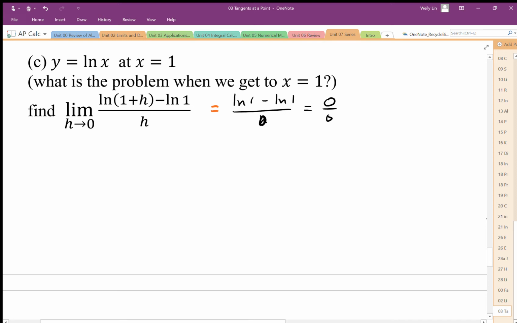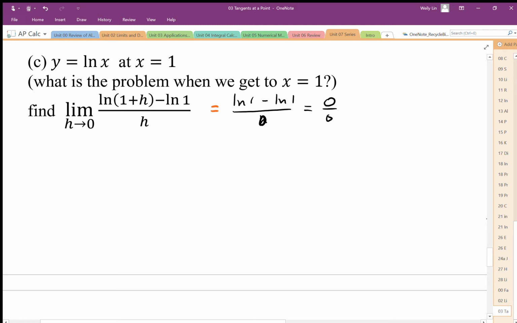However, there's a bit of a problem in that the other ones we were able to somehow algebraically cancel out that divide by h. In this one here, this is actually a bit of a problem because we don't have an algebraic method to be able to do this. So we're going to have to rely on some other strategies here.